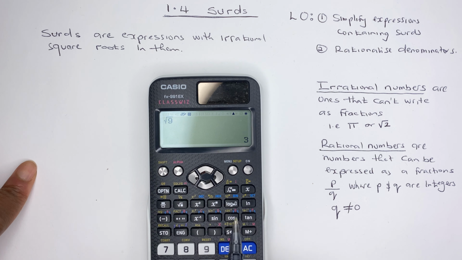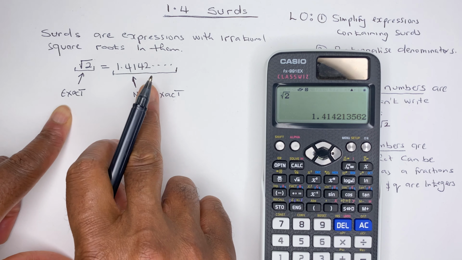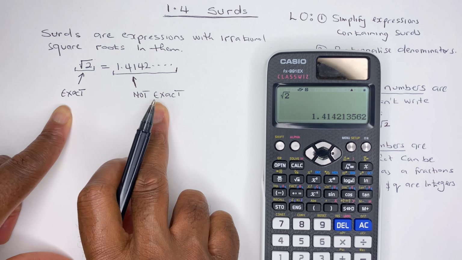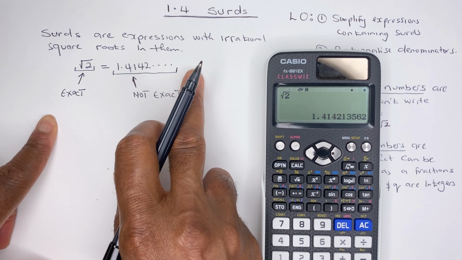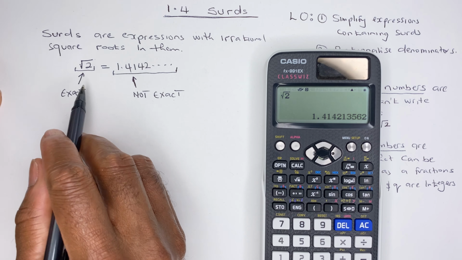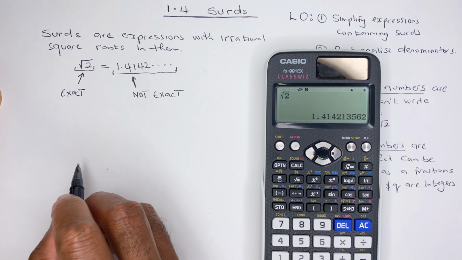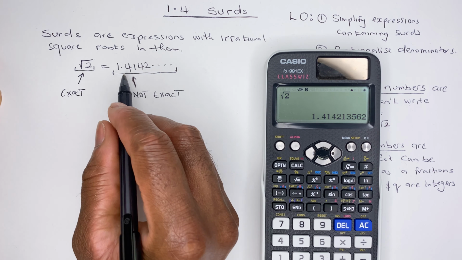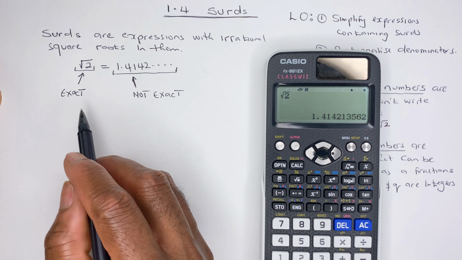So sometimes, if the question asks you to leave the answer as exact, then you have to leave it in surd form. You do not use the decimal part because the decimal is never going to be exact because it goes on forever. So root of 2 is a surd. It's an irrational number. Pi is irrational, but pi is not a surd. A surd has to have a square root in it.